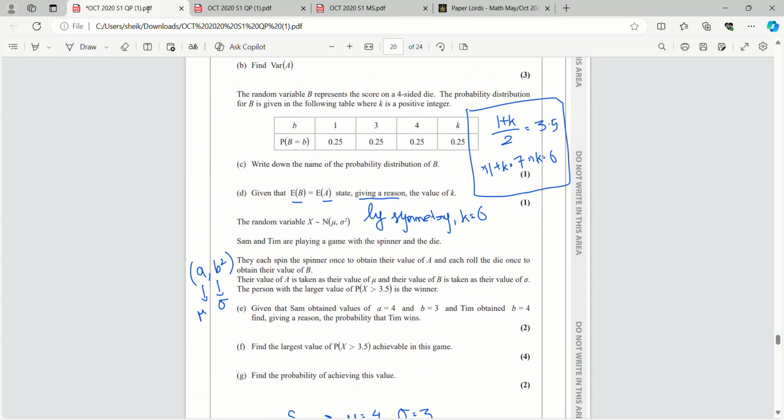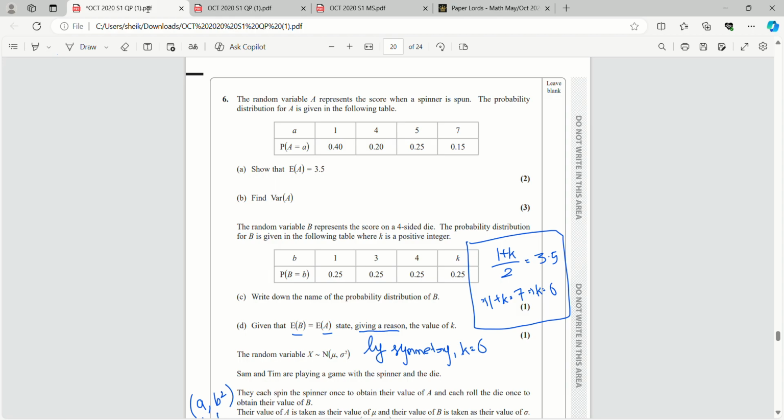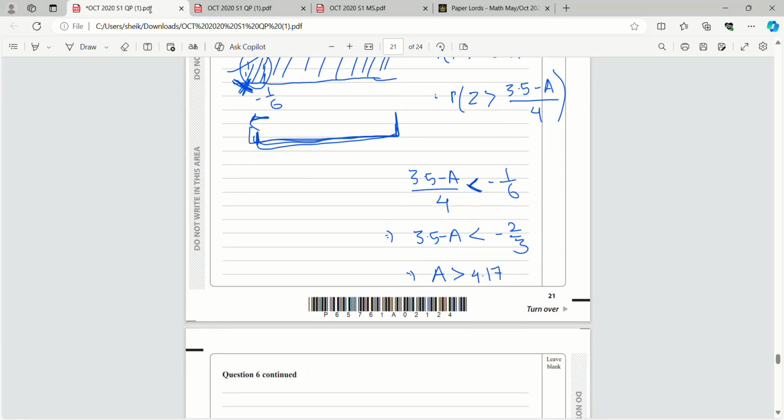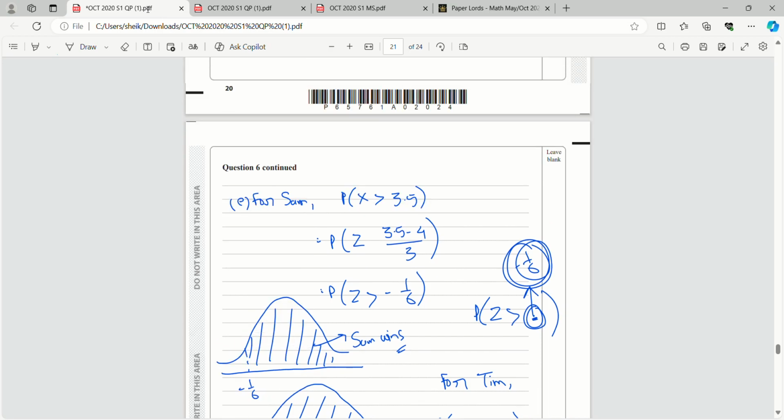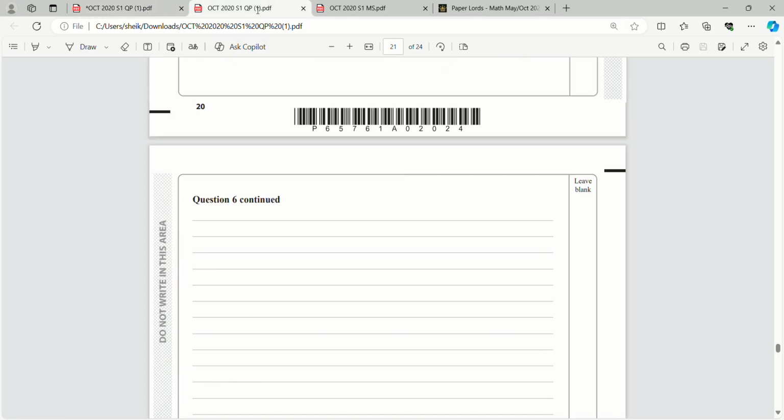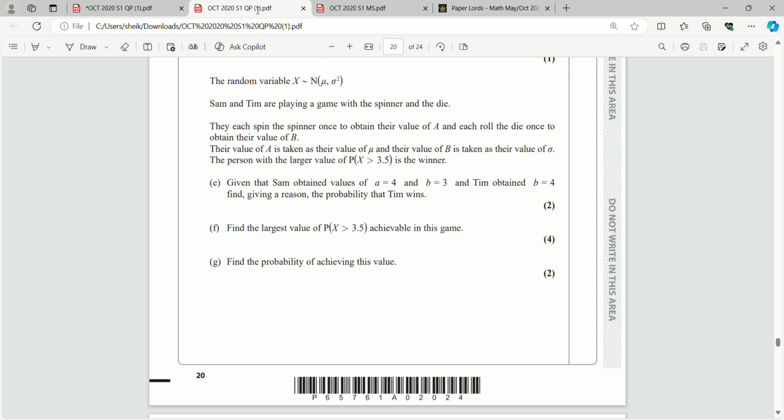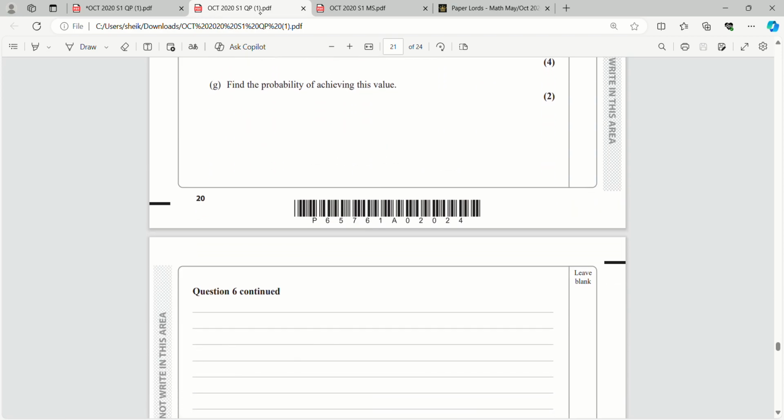So the probability that Tim wins will be 0.25 and 0.15, for A greater than 4.17, so that's 5 and 7. So 0.25 plus 0.15. So Tim wins is 0.15 plus 0.25, so 0.75. Alright, so that's that. Okay, let me go to a copy of the question because that one is messy. So E done. Let's do number F.